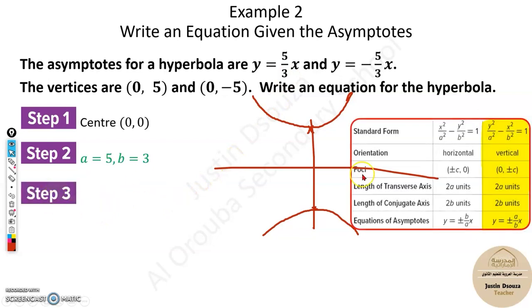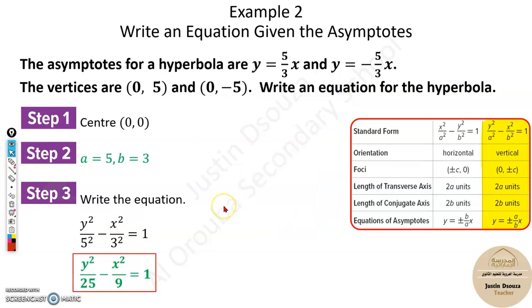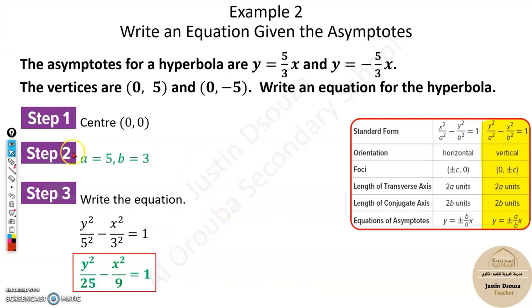Now you can put it in the equation. See, this is the equation, standard form. Write it over here, just substitute it. y squared divided by a squared, which is 25, that is 5 squared, minus x squared by 3 squared. This would be the answer. So it is very straightforward and easy. Just try it by yourself. Try similar problems, solve them and check for the answer.